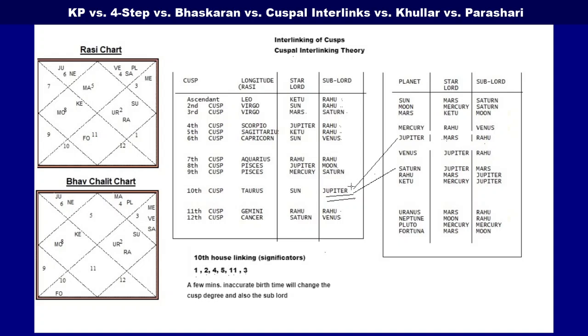If it is Saturn, the 10th cusp lord, then you have to look at Jupiter, and then you have to look at Mars. So obviously the significators of the 10th cusp will change based on this particular theory. And 3 to 5 minutes of inaccuracy in birth time is really not a big deal. I see these horoscopes all the time, and since this particular theory is based on this kind of interlinking, I do not follow this Bhaskaran method.